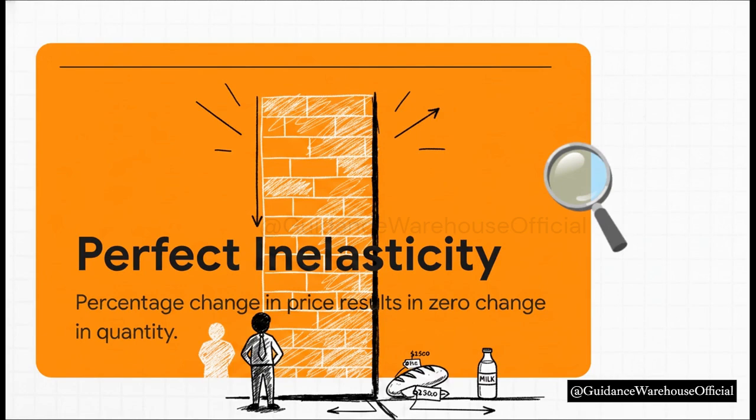We call this zero extreme perfect inelasticity. Perfect inelasticity means a percentage change in price, no matter how ridiculously huge it is, results in absolutely zero change in the quantity demanded or supplied. If you were to map this out on a graph, it forms what basically looks like a vertical brick wall. Consumers, or producers, are just completely unresponsive to any price hikes or price drops.